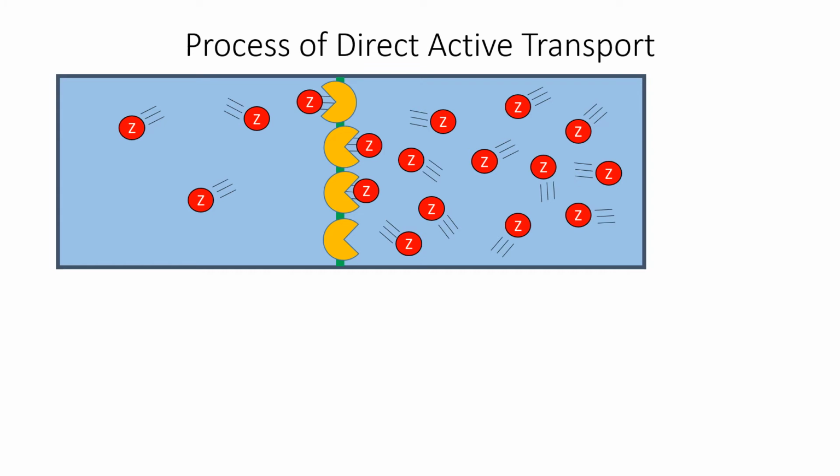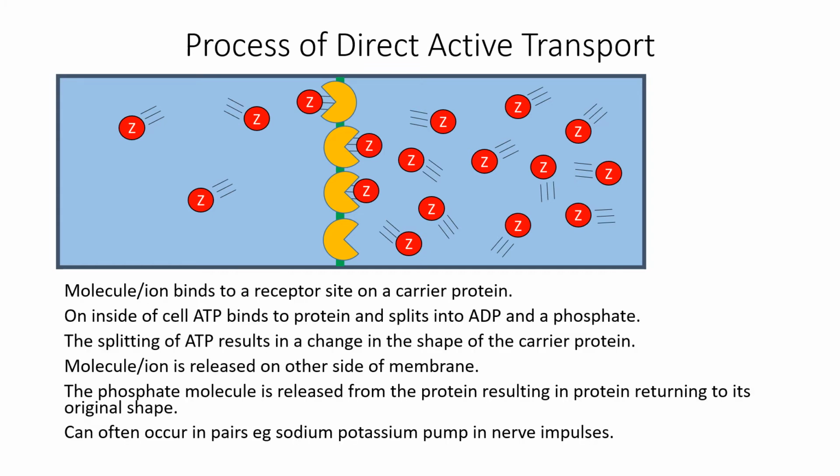Direct active transport is essentially when you have a cell surface membrane, a molecule hits that carrier protein, and the ATP is used to change the shape of the protein, and by changing the shape, the molecule is released on the other side of the cell surface membrane. We're essentially pumping substances from one side to another, and there's a number of examples of that. The sodium-potassium pump arises in several parts of the biology course.